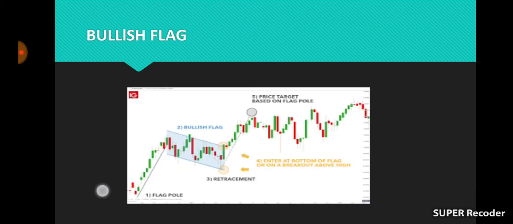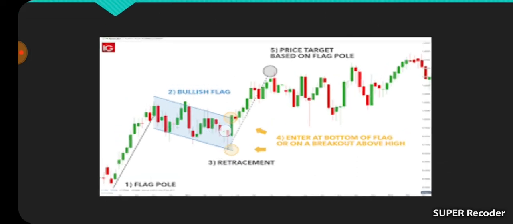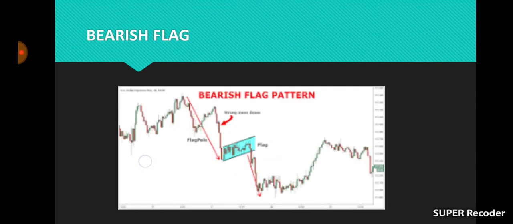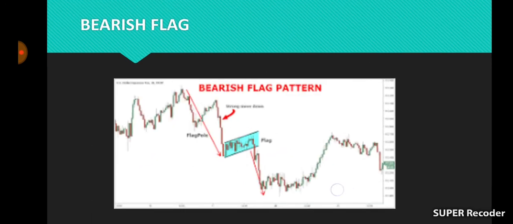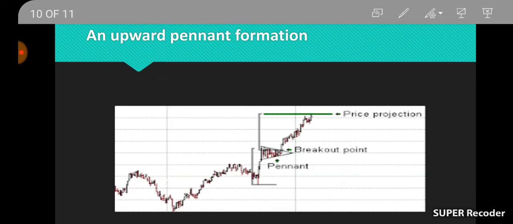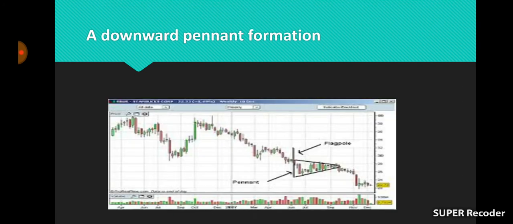Here this is a flag which is found in an upward tendency, so the upward tendency will continue, and this is the pause or sideways movement. Here this flag is found in a downtrend and the downtrend will continue, and this is a pennant found in an uptrend, then the uptrend will continue, and this is a pennant found in a downtrend and the downtrend will continue.